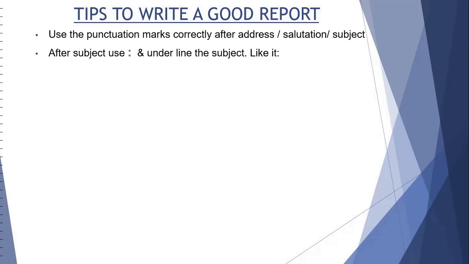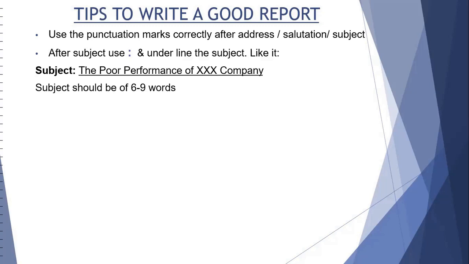After the subject, use a colon and underline the subject like this. You can see the colon is used after the subject, then we have mentioned our subject and it has been underlined. The subject should be of 6 to 9 words. Please remember, don't try to exceed the limit of 6 to 9 words. It's compulsory. You can see here in our subject we have used 1, 2, 3, 4, 5, 6 words. So try to use 6 to 9 words and keep it within a line. Please do not change the line for the subject. It is not a good impact.